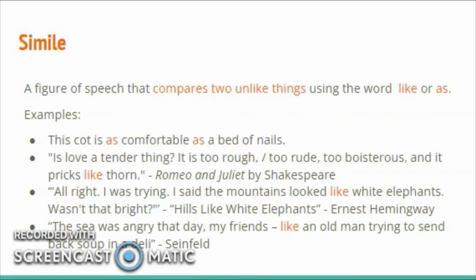Next up, this is from Seinfeld, the TV show. The sea was angry that day, my friend, like an old man trying to send back soup to the deli, or soup in a deli.